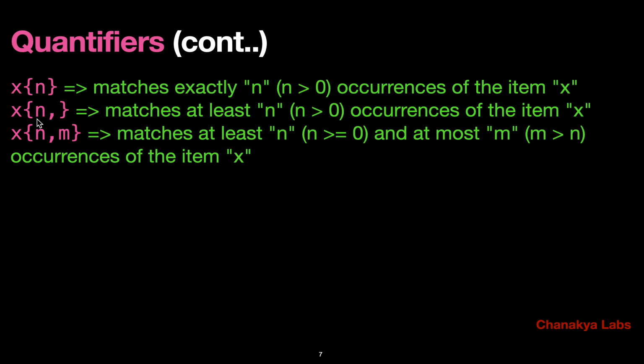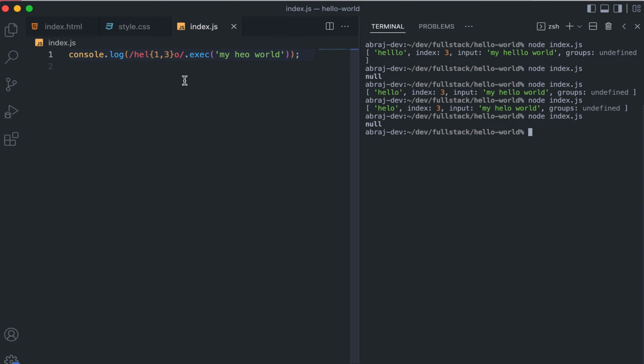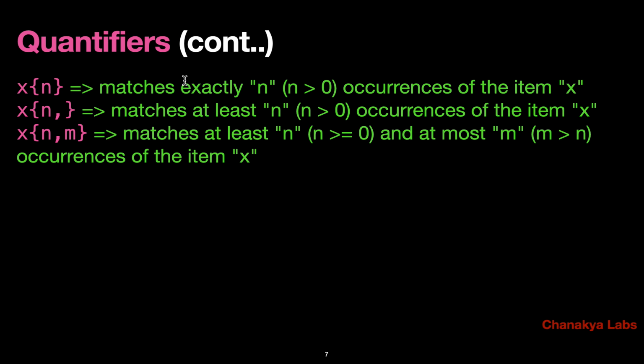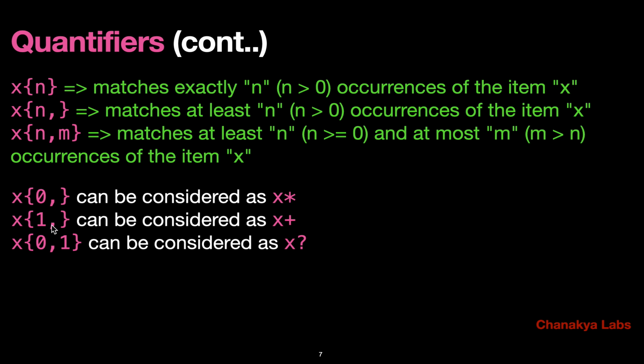And now if you have something like n comma, then it will mean that it matches anything greater than or equal to n. So let's say I write 1 comma, then it will simply mean that it can be 1 or 2 or n till infinite. Now you can understand that this is more powerful, a sort of generalization of the earlier thing which we discussed, x star and x plus. So you can say that x{0,} can be considered as x star.